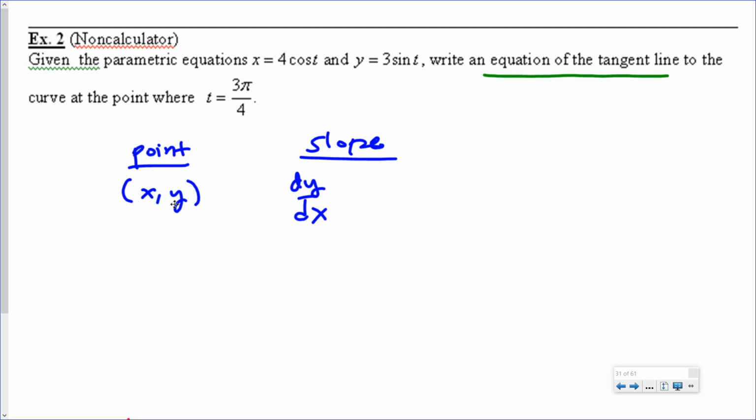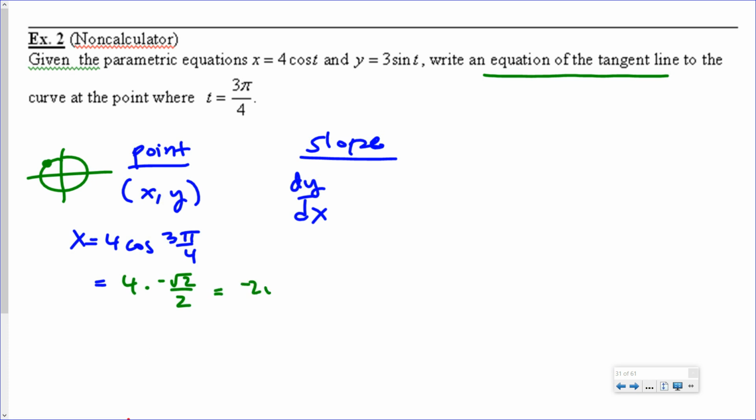All right? So let me find x, y here. Do I know what x, y is? I certainly do. X is 4 cosine t, but what's t? 3 pi over 4. Think about where on the unit circle 3 pi over 4 is, right here. So what's the cosine of 3 pi over 4? Negative square root of 2 over 2. So this is actually negative 2 square root of 2. Okay, so that's your x.